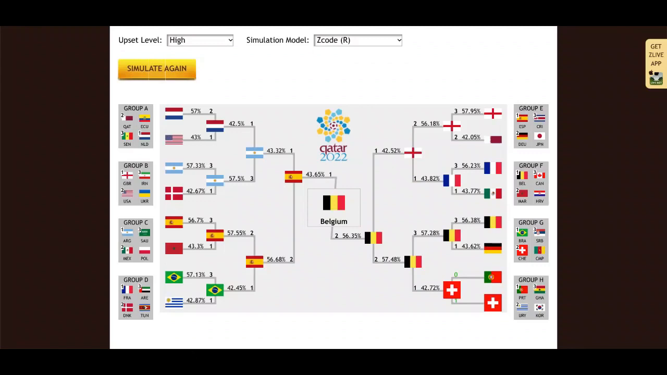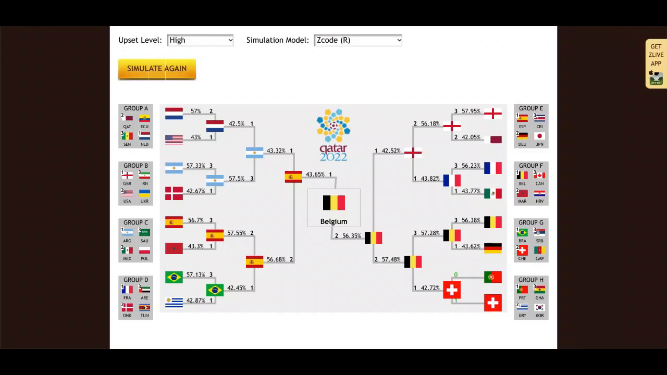We also have England going through to the semifinals. Now, here's one of the things I like about this simulation on the high upset level: I actually like those 4 teams in the semifinals. But again, I personally like Argentina in the World Cup this year. Although, Belgium, again, has been backed to win a major tournament in the last 6 to 9 years. They've not done it, even though they have a fantastic group of players.